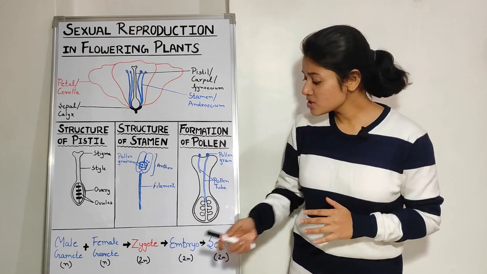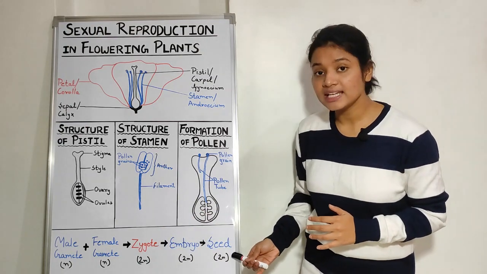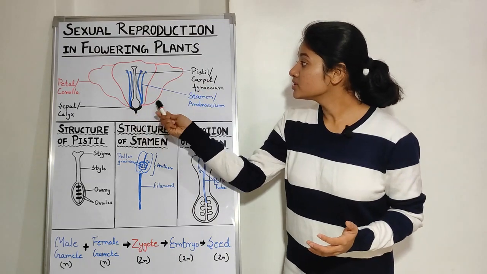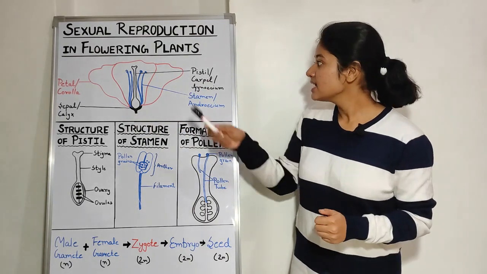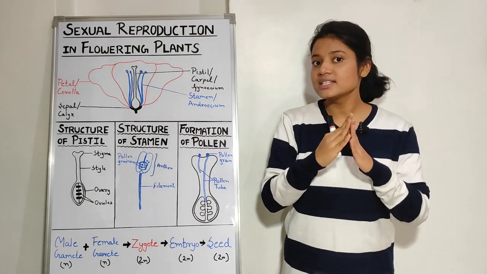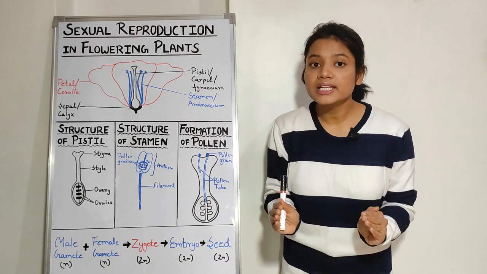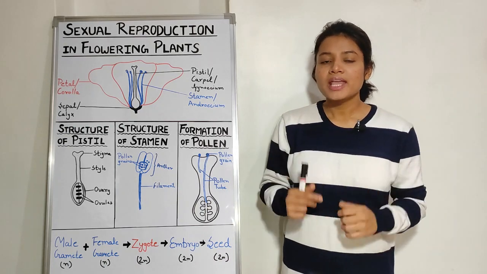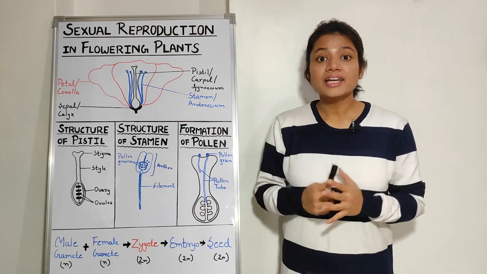During the conversion of zygote into the seed, certain changes also take place in the external parts of the flower, that is the petals, sepals and the androecium all get shed off. Only the ovary remains, and the ovary gets converted into fruit, and that is the reason we find the seeds inside the fruit.